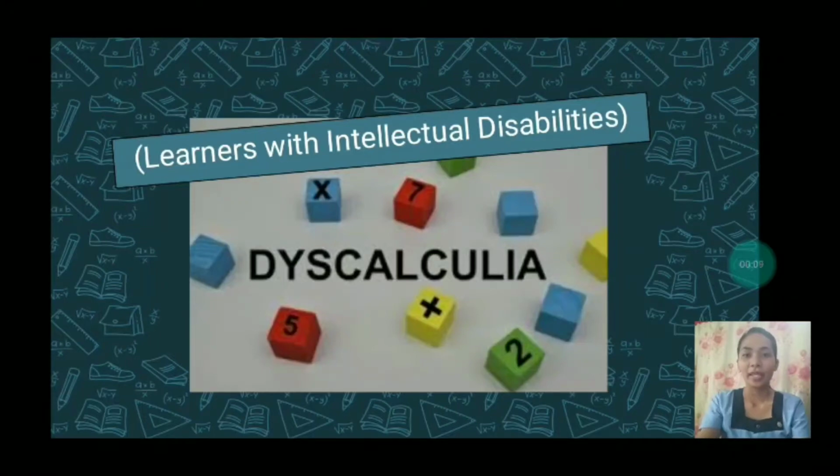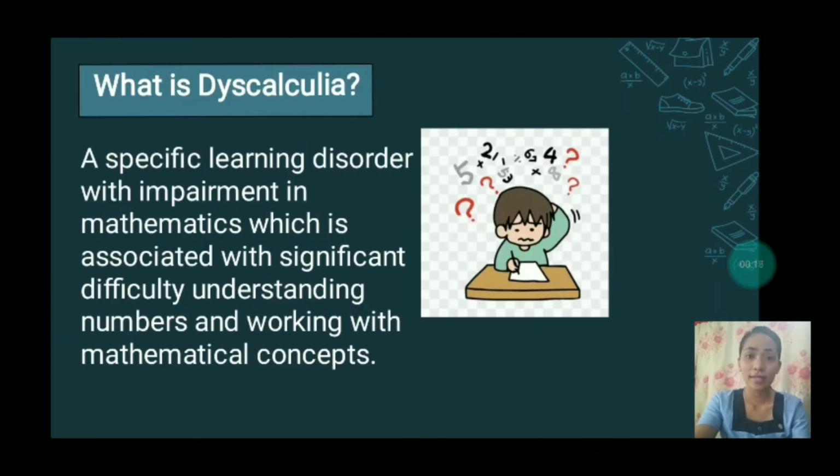Good day everyone. Today I am going to discuss my topic about learners with intellectual disabilities, particularly the condition of dyscalculia. What is dyscalculia? Dyscalculia is a specific learning disorder with impairment in mathematics, which is associated with significant difficulty understanding numbers and working with mathematical concepts.